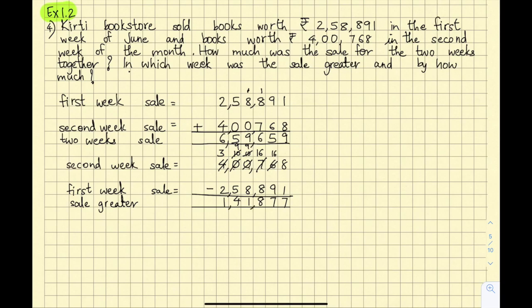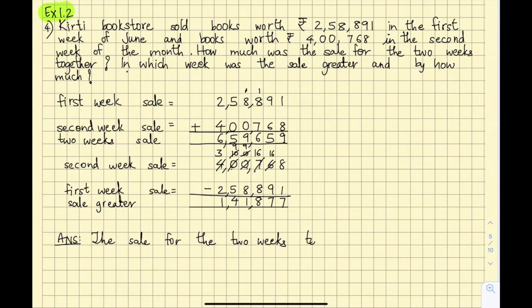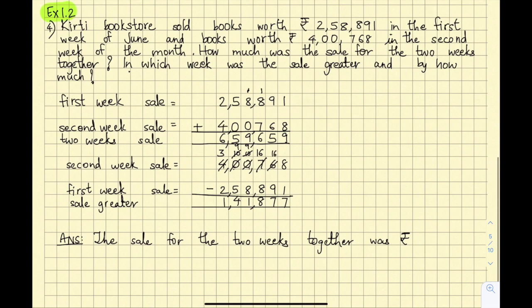So now we write the answer for all the questions. First question is how much was the sale for the 2 weeks together. So we copy from the question the sale for the 2 weeks together was rupee. We write rupee in Indian currency like this: 6,59,659 only. In which week was the sale greatest?